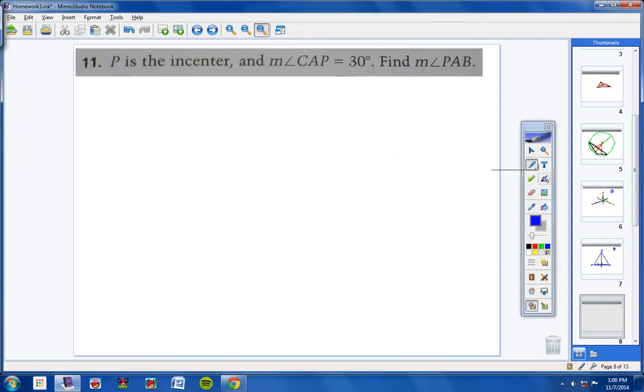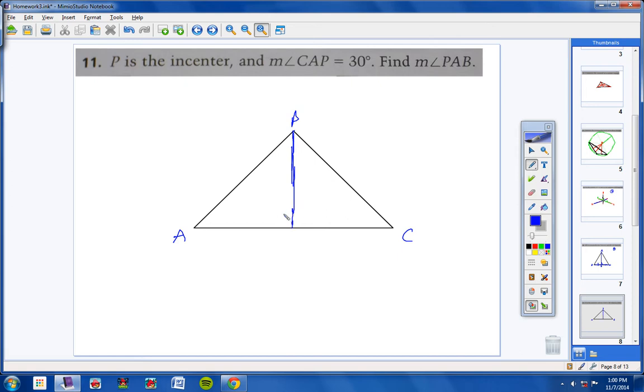P is the incenter. So here we go. Here's our triangle. We'll call this A, B, C. P's the incenter, and of course we know that an incenter is where the angle bisectors intersect. So here's an angle bisector. Here's an angle bisector. And here's one.